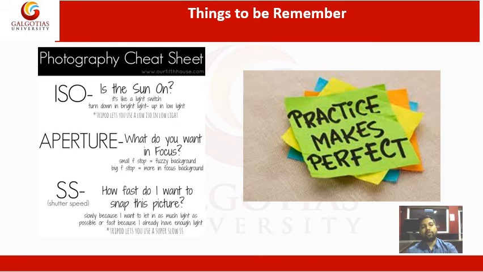But if your person is moving, that means we have to click a faster snap. That means we have to use a faster speed, from 800 to 1000 or other speeds according to your need or according to the image. So we have to adjust ISO, aperture and shutter speed according to the lighting condition, according to our need and the situation, because these three things control the light in your camera.